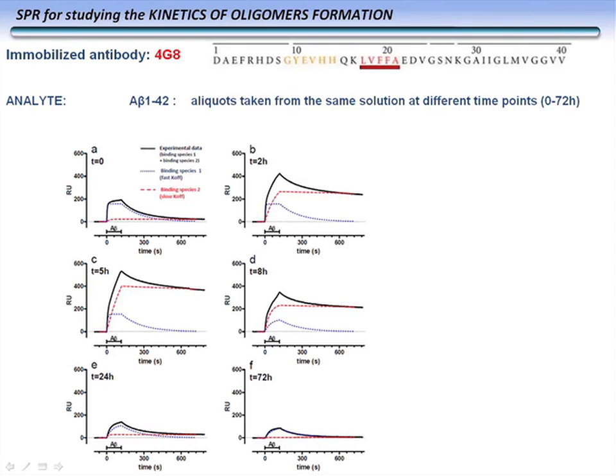Let's look at this one. One species is characterized by a very fast dissociation rate constant, and the other component is characterized by a very slow dissociation rate constant. You can see that the fast off-rate species are the main species present at T0 and decrease here, whereas the slow off-rate species are negligible here, increase here, and then decrease again to zero levels after 72 hours. These results were obtained by a global fitting of all this data. So all these experimental curves were made by two components, with a fast off-rate of this value and a slow off-rate of this value.